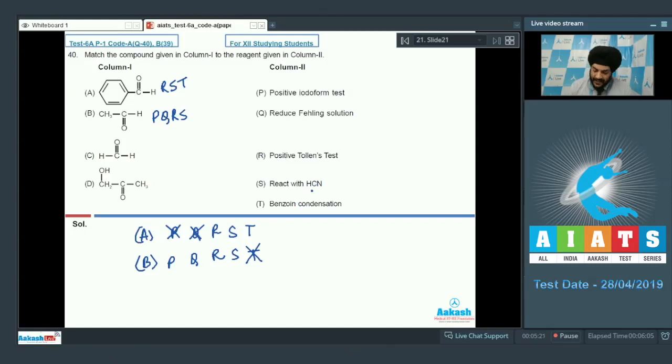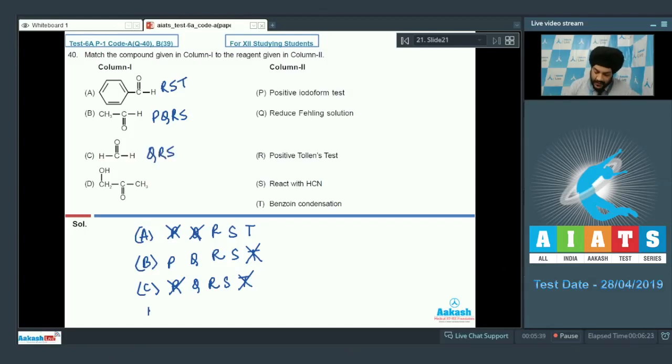If you look at the C option now, we have formaldehyde. Formaldehyde does not give positive iodoform test. It will give Fehling's test. It will reduce Tollens reagent. It will react with HCN and it will not give benzoin condensation. So the correct matching for option C is QRS.